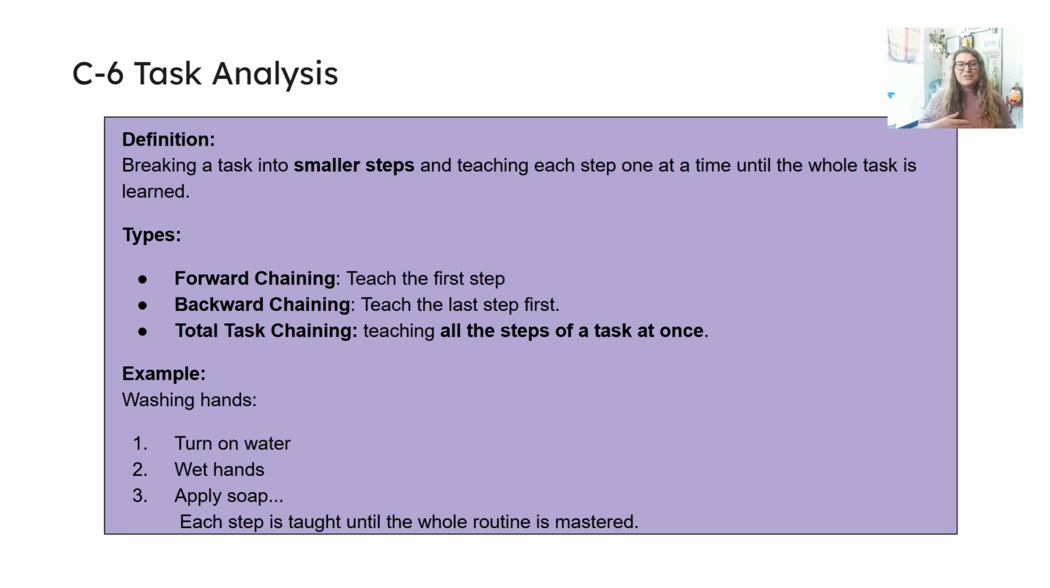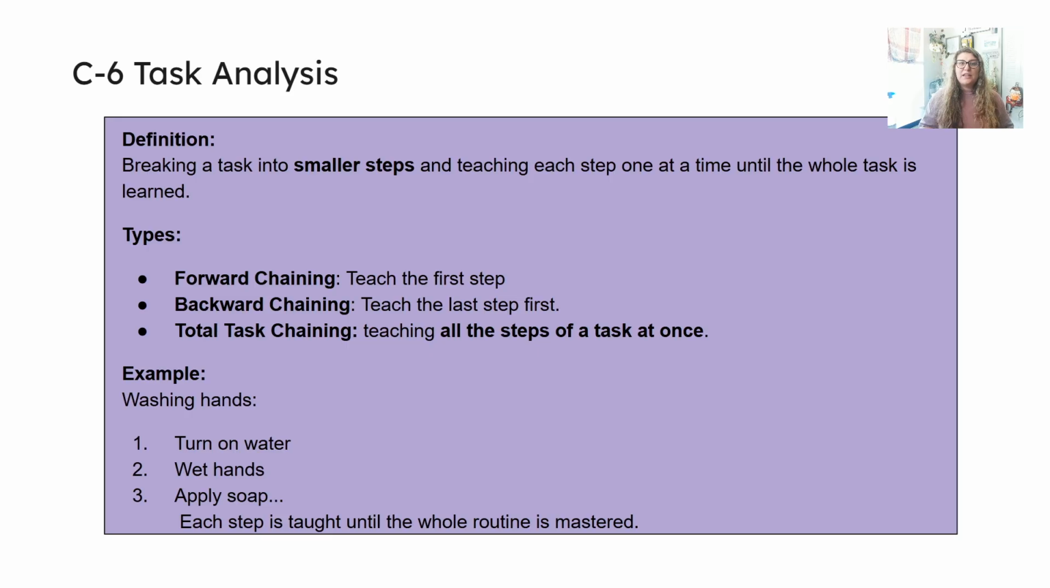Hopefully that makes sense. So then we get into task analysis. Task analysis is basically chaining. So breaking a task into smaller steps and teaching each step one at a time until the whole task is learned. So forward chaining is where you have the first step and you're like, oh my goodness, what do we do? Do we turn the water on? What do we do? And it's a teaching opportunity. And then after you do that, you do everything for them. And we're basically waiting for them to master the very first step before we teach any other step.